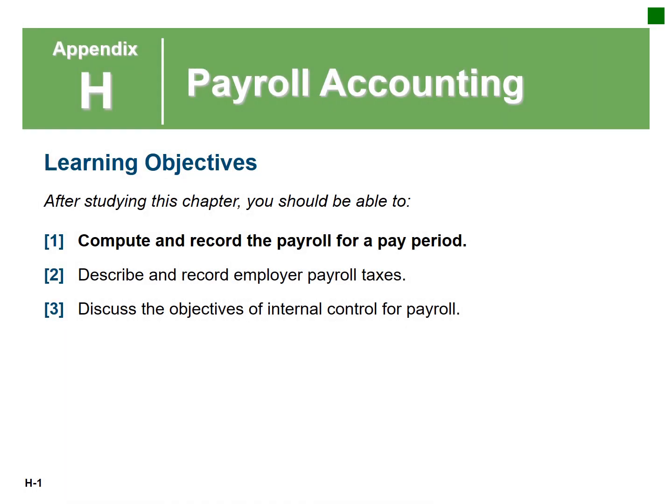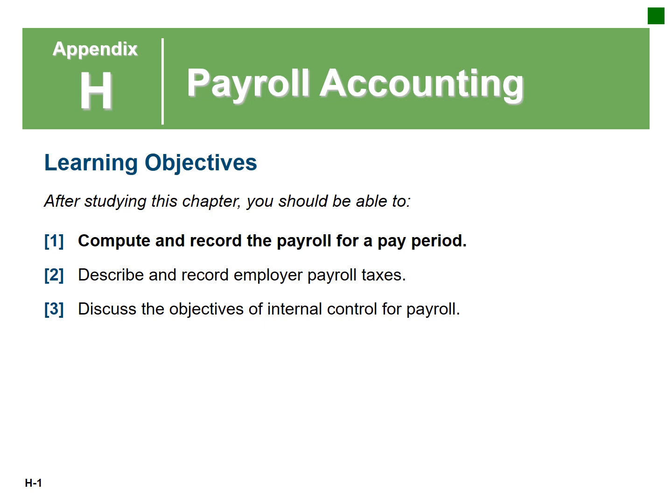Appendix H, payroll accounting. Here in Appendix H, we're going to look at how an employer will account for the payroll, what it's paying to its employees. We're going to first talk about how to calculate and then record payroll. Then we're going to look at some taxes that the employer has to pay. And then very briefly at the end, we'll talk about the objectives of internal control for payroll.